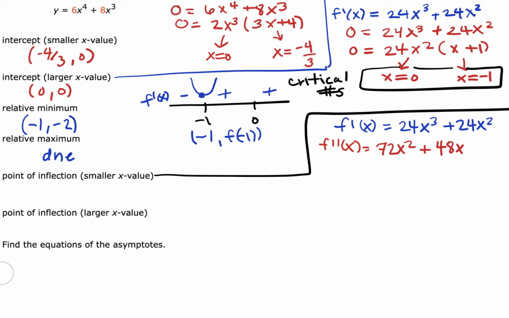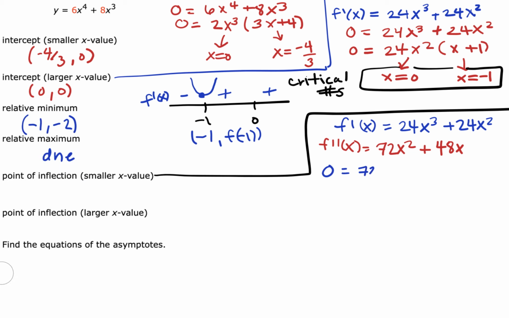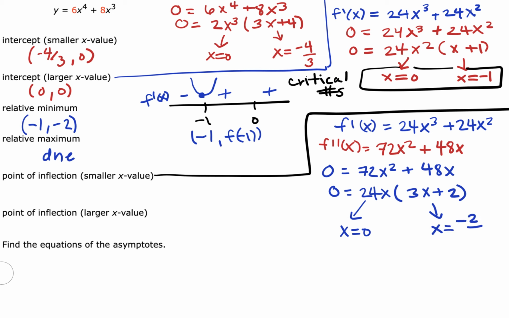Then we need to set our second derivative equal to 0 and solve for x. So let's set it equal to 0: 0 equals 72x squared plus 48x. Again, we can pull out a common factor, 24x times (3x plus 4). Oops, sorry, not 4, 2. And then we can solve for x, right? So we would have x equals 0 and x equals -2/3.